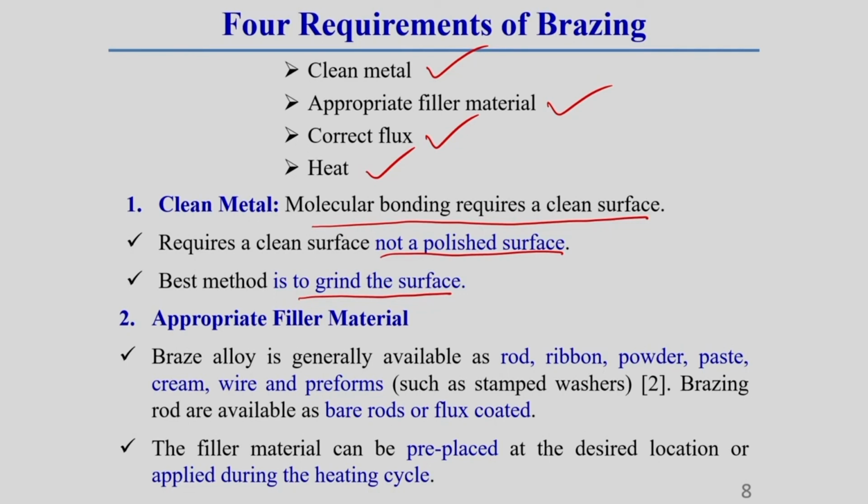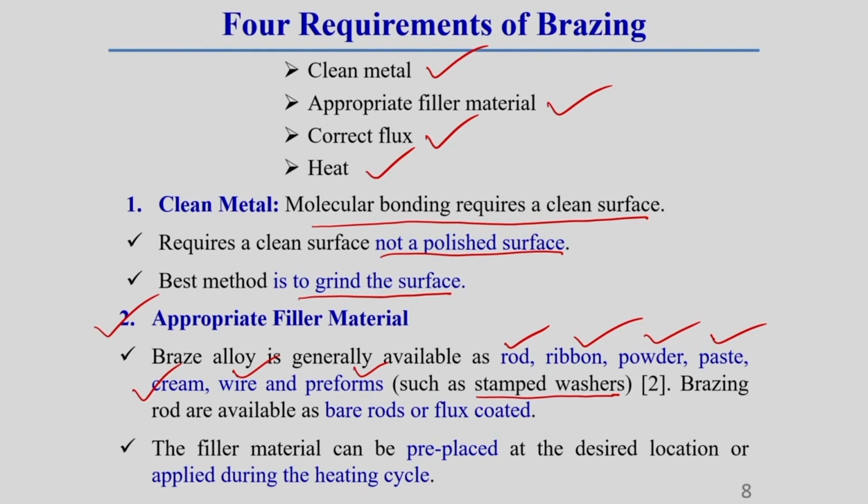Okay. Now, the second requirement is appropriate filler wire. This is the second requirement in the case of the brazing process. Whatever brazing alloy, or you can say filler wire, we use for joining the base material, that braze alloy is generally available as rod, ribbon, powder, paste, cream, wire, or some preform types of form. Preform types of braze alloy, like stamped washers, are one of the types generally used as a filler wire in the brazing process.